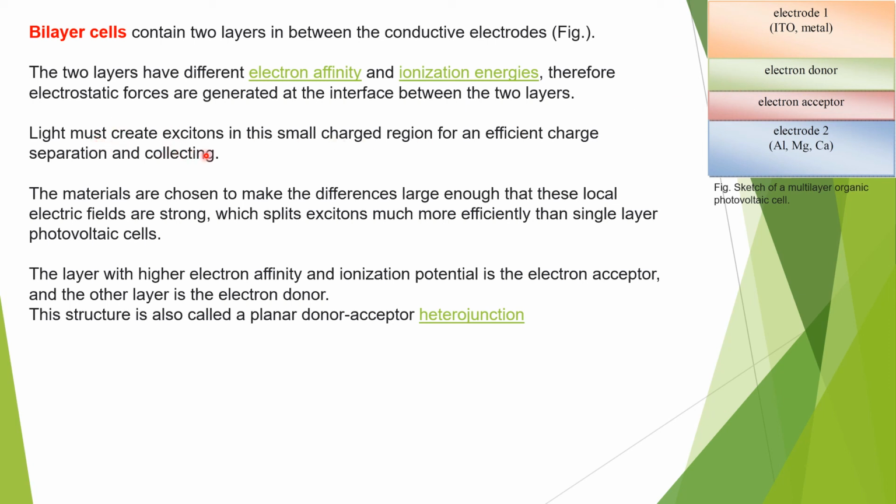So light must create the excitons in this small charged region for efficient charge separation and collection. The materials are chosen to make the differences large enough that these local electric fields are strong, which splits the excitons much more efficiently than in single layer photovoltaic cells. The layer with higher electron affinity and ionization potential is the electron acceptor. As it is the electron acceptor, it has the higher IP as well as higher electron affinity. This structure is also called the planar donor acceptor heterojunction.